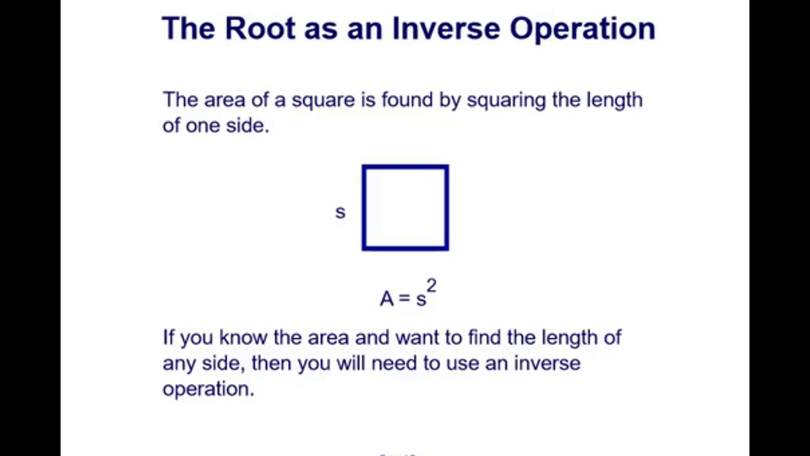The area of a square is found by squaring the length of one side. If we have our square with a side length of s, the formula for the area is s squared. If you know the area and want to find the length of any side, then you will need to use an inverse operation, or an opposite operation.